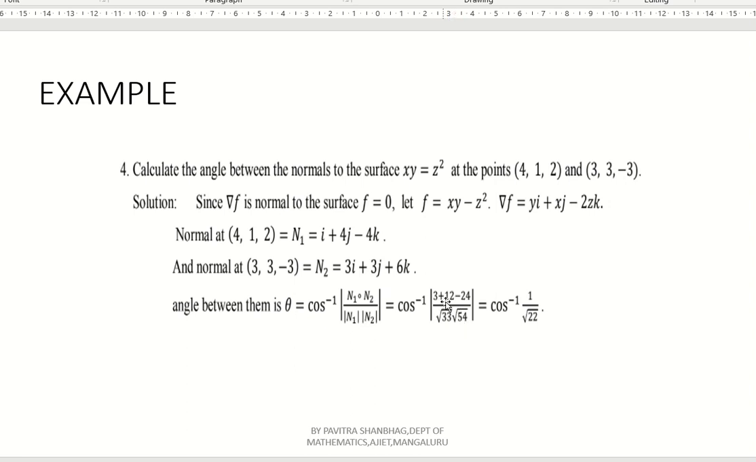Now simplify, what you will get here? 12 minus 24 means minus 12. Minus 12 plus 3 means minus 9. Divided by this one, simplify. Root 54 can be written as what?